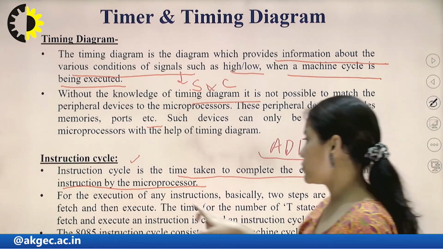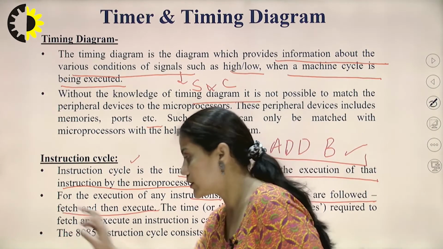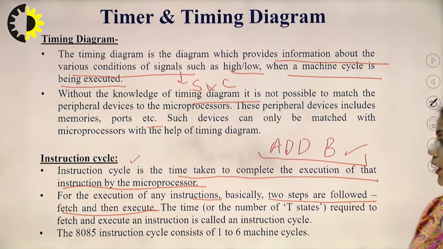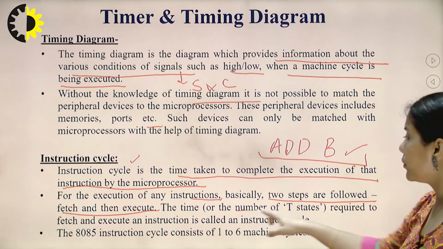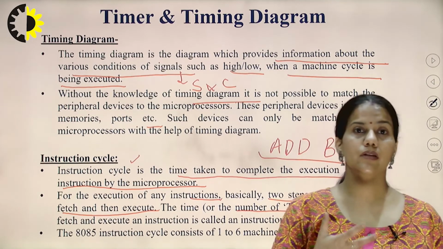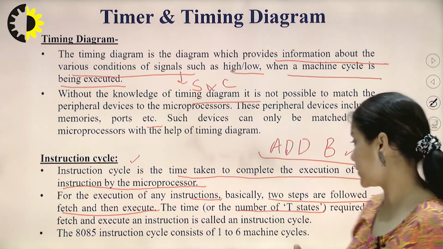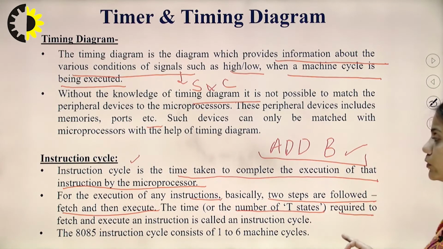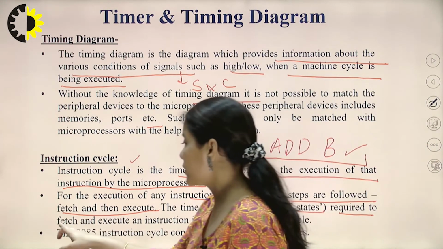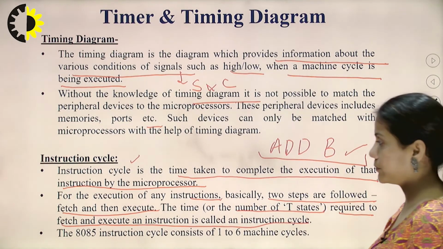So for the execution of any instruction, basically two steps are followed, that is fetch and execute. So the time taken here denotes the number of T states, because everything that we are talking about is in terms of T states. So the number of total T states required to fetch and execute an instruction is known as the instruction cycle.